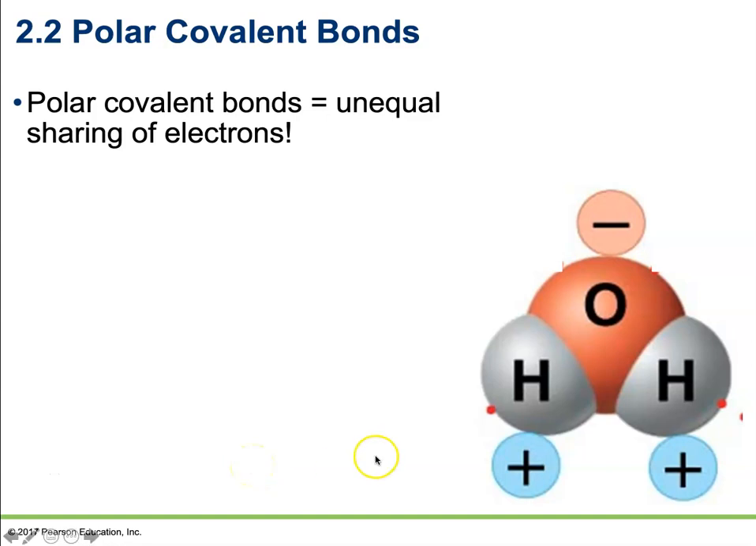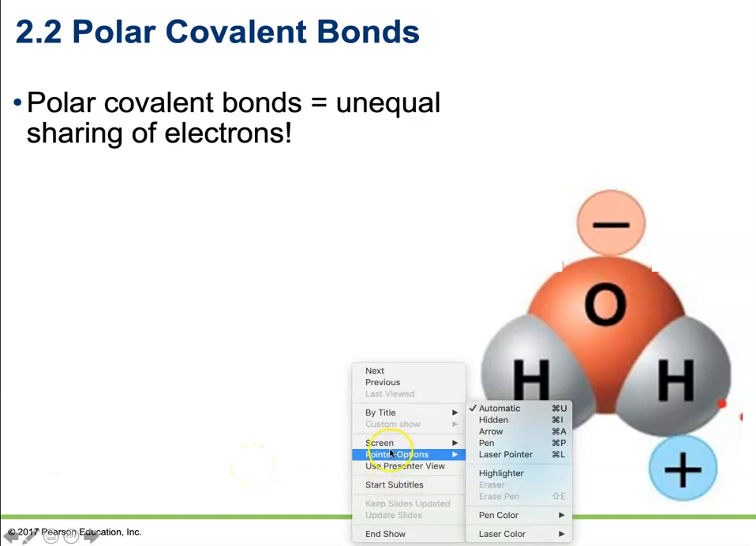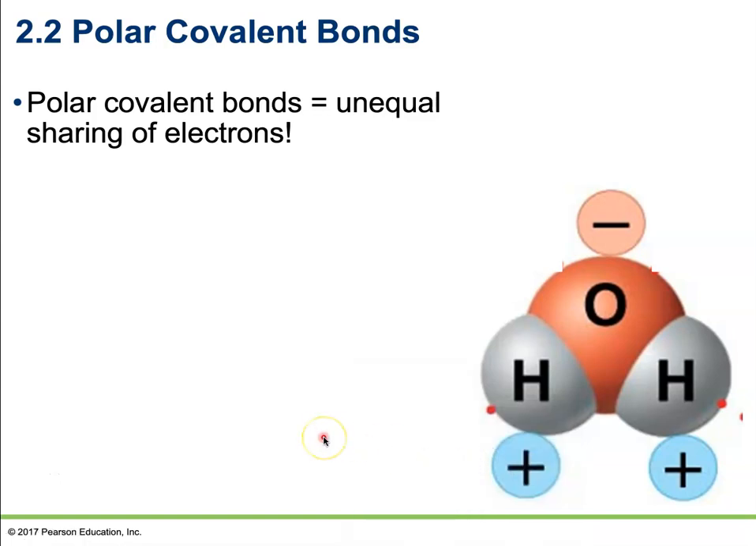So the last thing we discussed was covalent bonds. Covalent bonds are caused by the sharing of electrons, but those of you who have siblings know that sharing isn't always fair. Sharing isn't always equal. The same can happen in the molecular world.